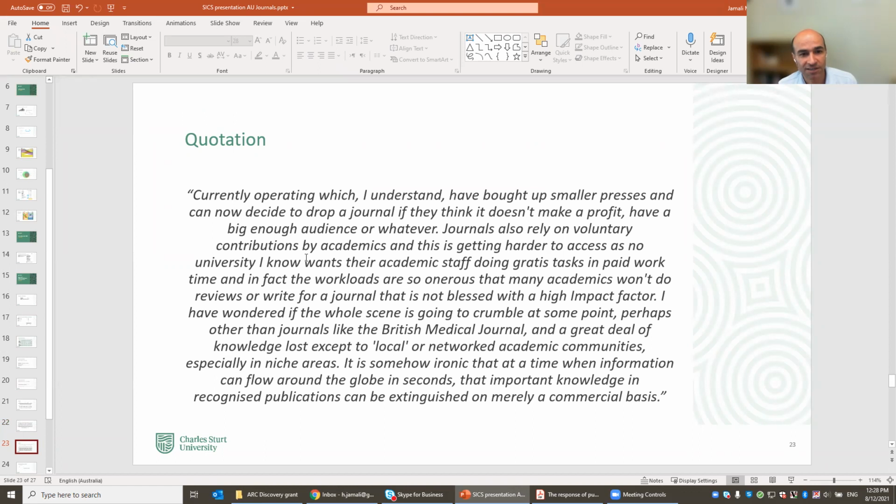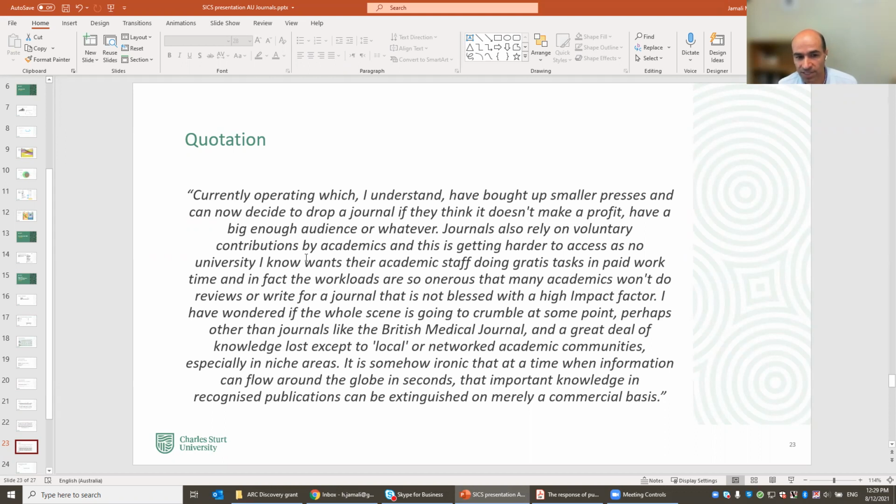Currently operating, which I understand have brought up smaller presses and can now decide to drop a journal if they think it doesn't make a profit or have a big enough audience. Journals also rely on voluntary contributions by academics, and this is getting harder to access, as no university I know wants their academic staff doing gratis tasks in paid work time. And in fact, the workloads are so enormous that many academics won't do reviews or write for a journal that is not blessed with a high impact factor.